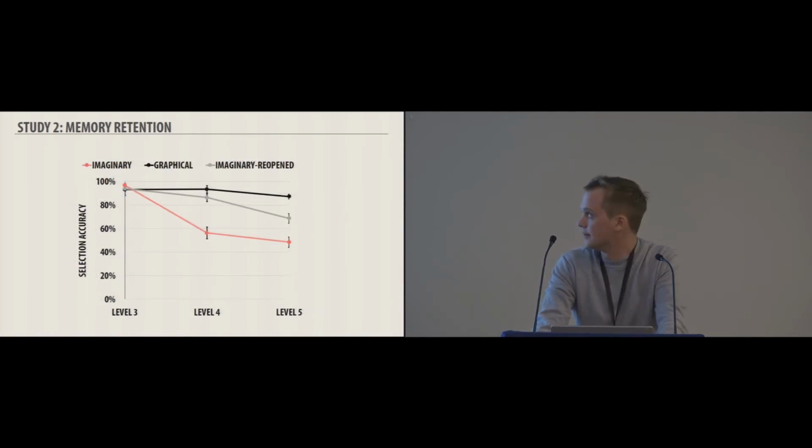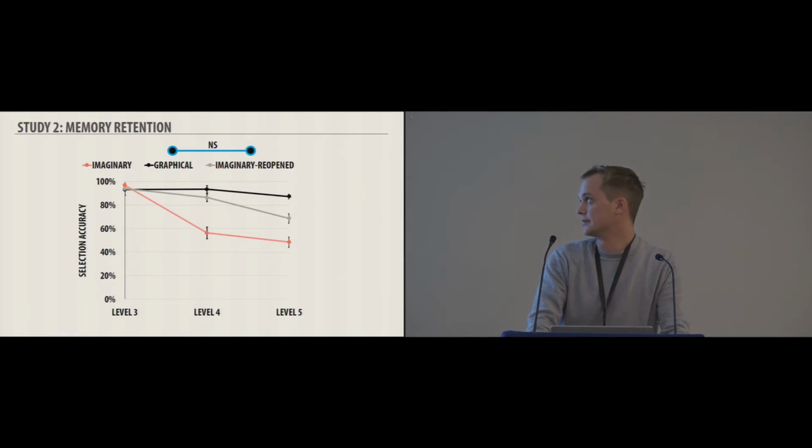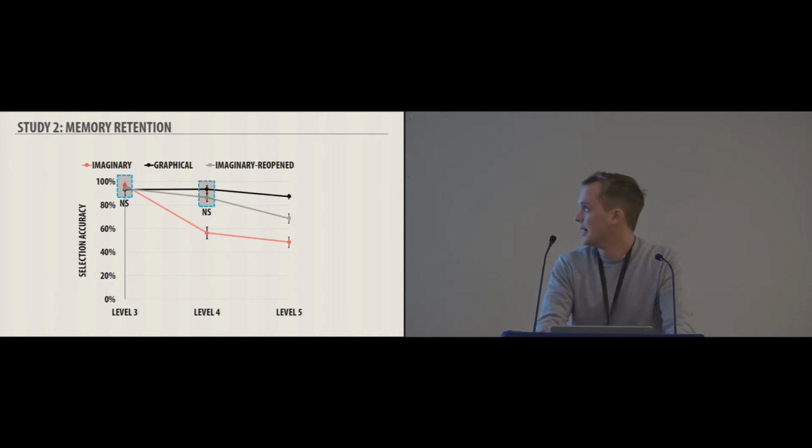To understand the effect of memory retention, we also compared the data from study 1 to these results. And we see that indeed, having a fresh memory, as the gray line indicates, gives a much higher accuracy than if you don't have it, so it's really in the middle. And we found that there is actually no significant difference between graphical and imaginary when it's always reopened. If before only level 3 was comparable, in that case we would also have a comparable imaginary interaction in level 4.